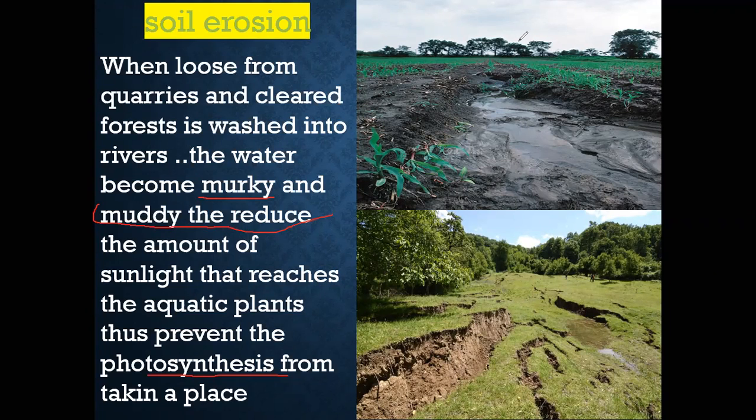Because it will block sunlight and the water, and it won't be able to get the clean fresh water. The water will be murky and muddy. Very good. Thank you so much. Hala, the question was, what is the reason of preventing the photosynthesis from taking place at aquatic plants?